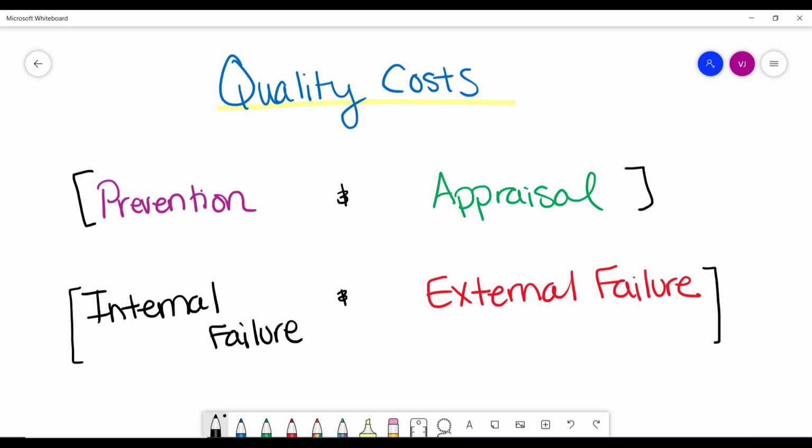So that's our overview of quality costs. Now in the next video, we'll talk about throughput time, delivery cycle time, and manufacturing cycle efficiency.